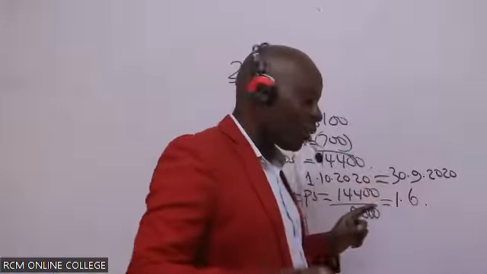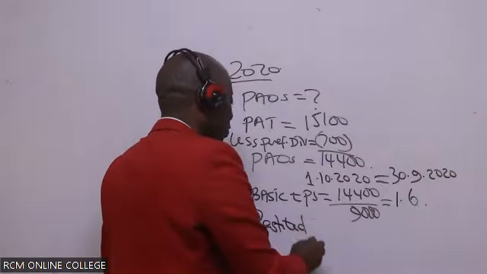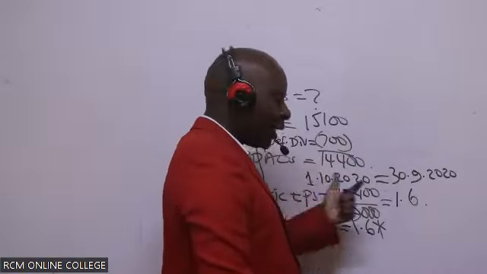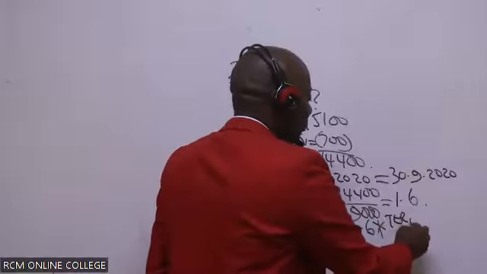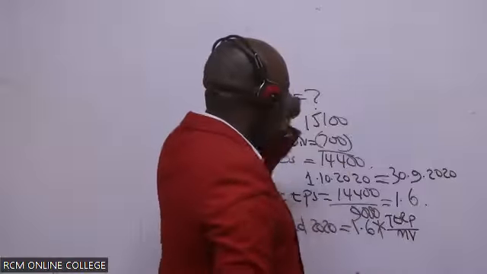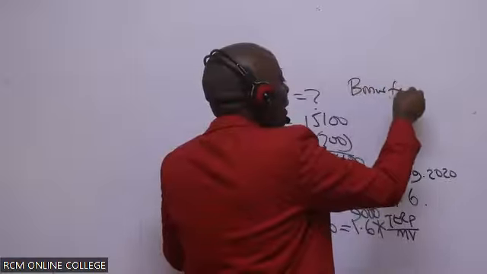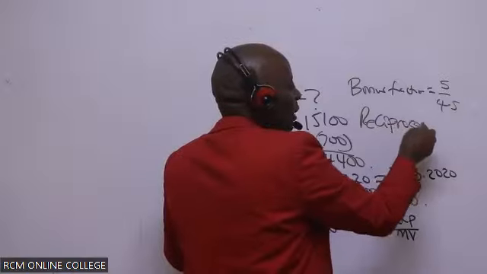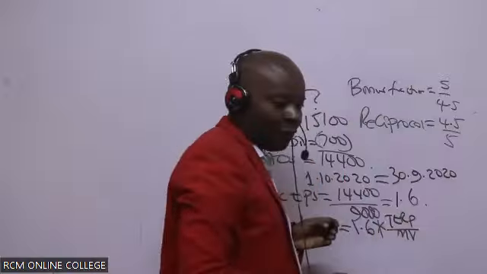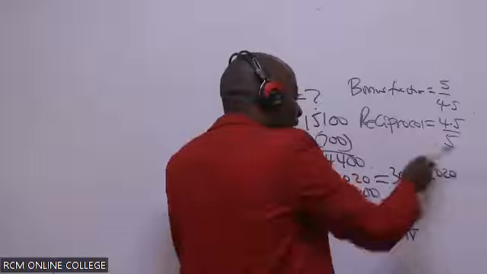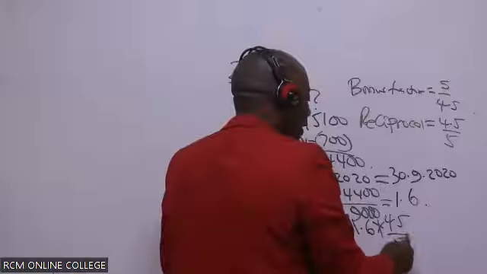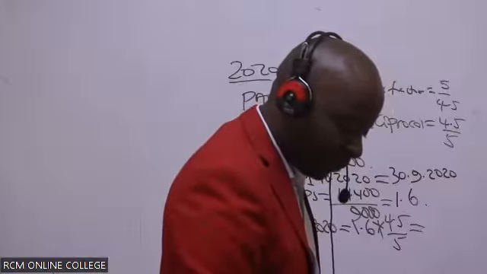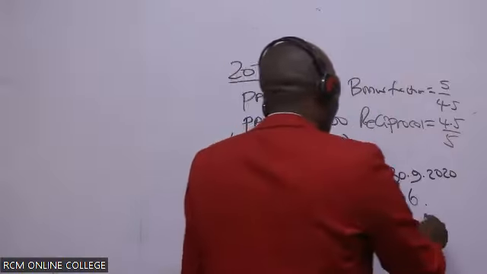then we must restate. So you come and tell us here, restated 2020 will be equal to 1.6 times the reciprocal of that bonus fraction. Remember, reciprocal means that now you start with the TERP over MV. Reciprocal means you reciprocate. Our bonus fraction was 5 over 4.5, isn't it? To reciprocate is to change denominator to become numerator. Reciprocal will be 4.5 over 5. So this is what you bring here, times 4.5 over 5, which will end up giving us how much here, somebody? The restated 1.44. Thank you very much. The restated is 1.44.